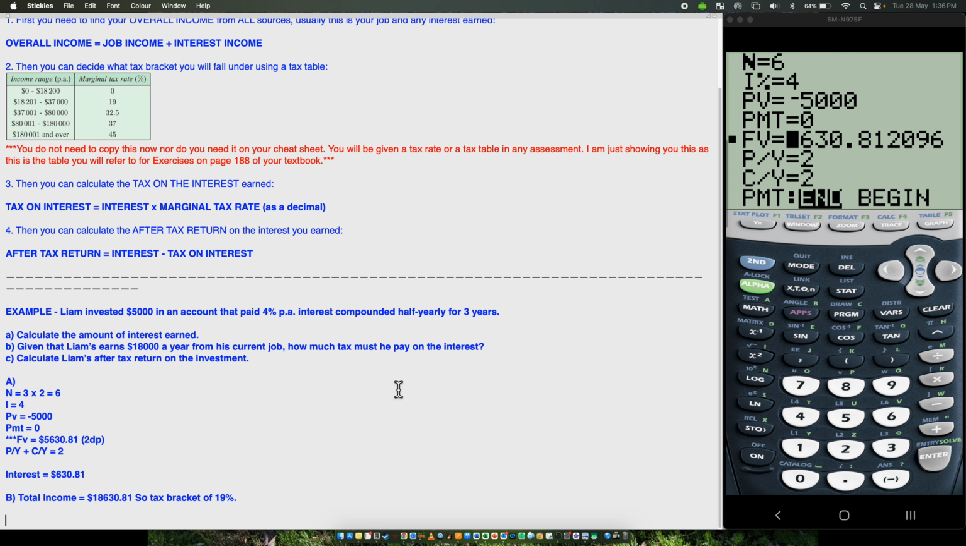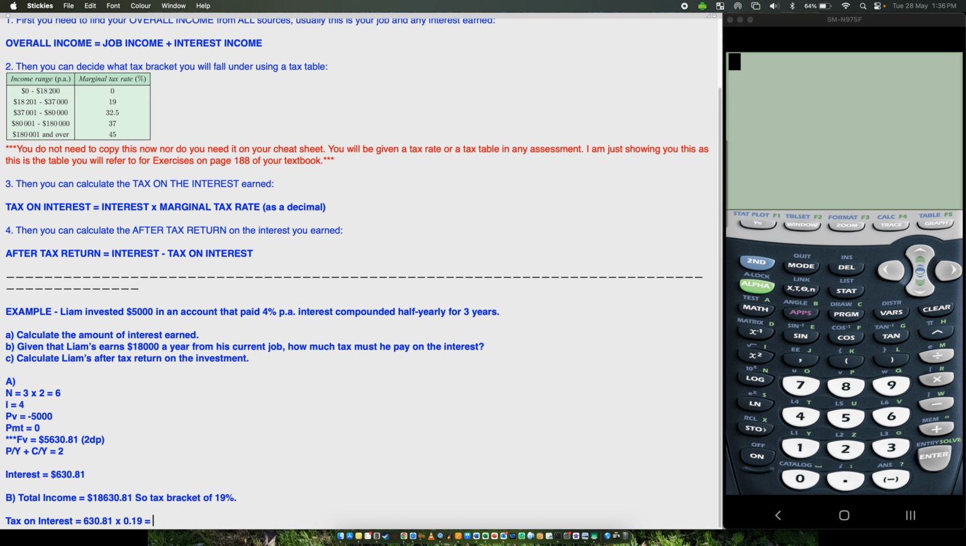So B, given that Liam, how much tax must he pay? So tax on interest equals the interest amount, $630.81, times by the tax rate as a decimal. What's 19% as a decimal? 0.19. Calculator, second quit. 630.81 times by 0.19. $119.85 to 2 decimal points.